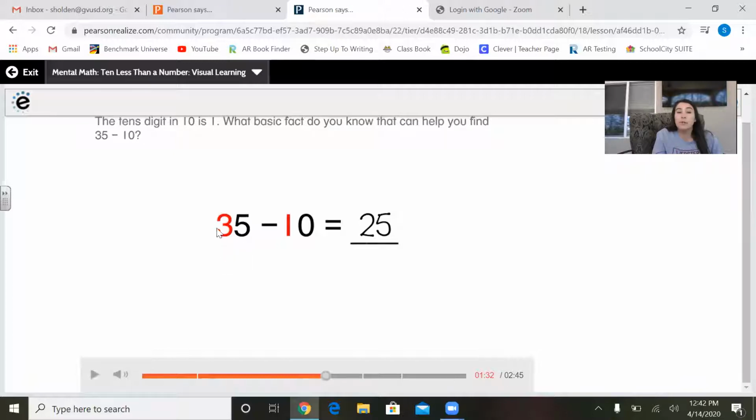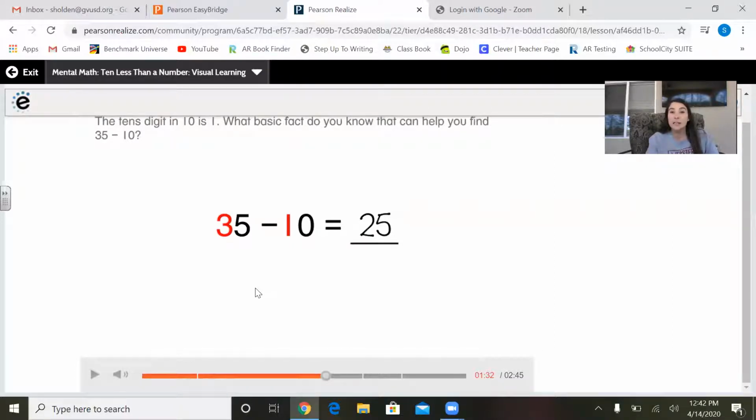So if we look at this, we have 35 minus 10. If we look at our tens, we have a 3 and a 1. What if I take each tens from each number and I subtract those? So what if I take the 3, I have a 3 right here, and I take the 1 and subtract it, and now I have 3 minus 1. That seems like that would be easier for you guys. So that is a strategy that you can use.